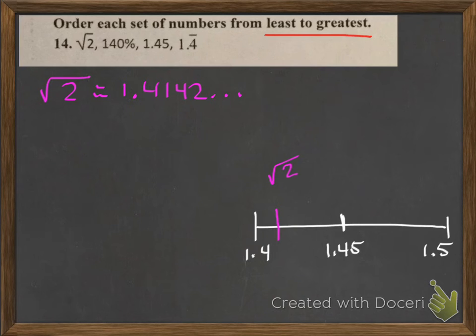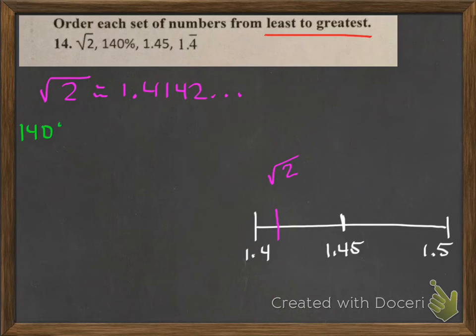We're going to place that just after the 1.4. The reason we're going to do that is because 1.4 is actually 1.40. So if you think of that in terms of money, that's like having $1.40. Whereas if you think about square root of 2, it's got 1.41. That's like having $1.41. So you can see that it needs to be just right of the 1.4.